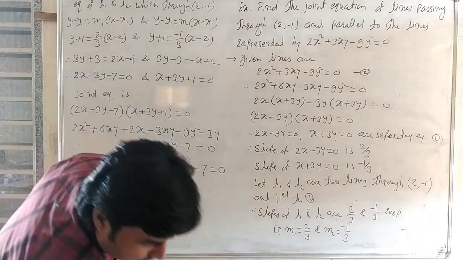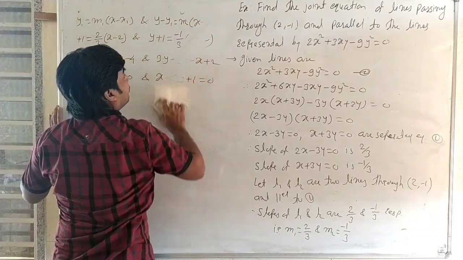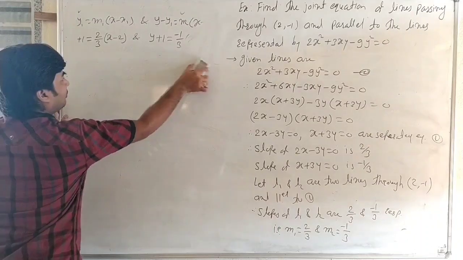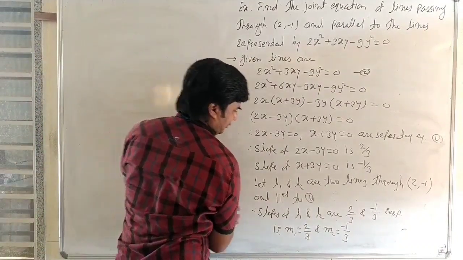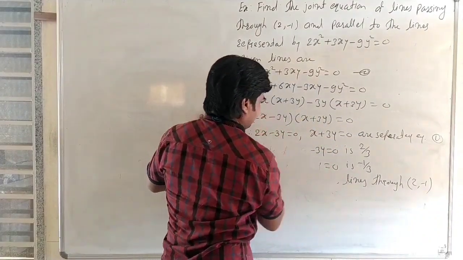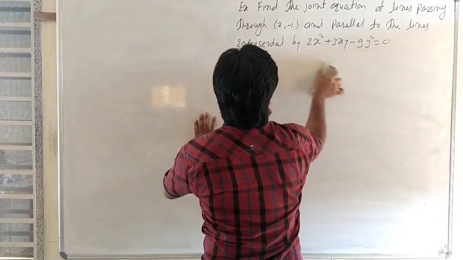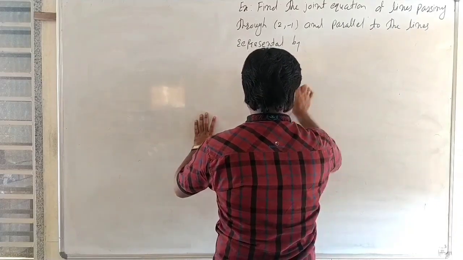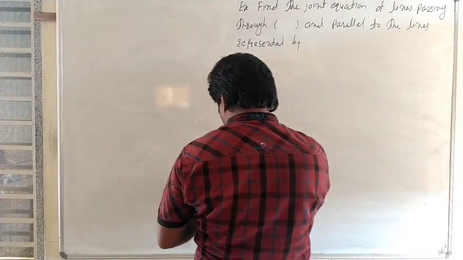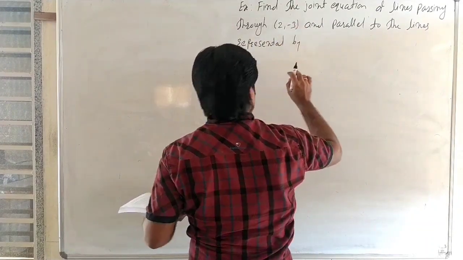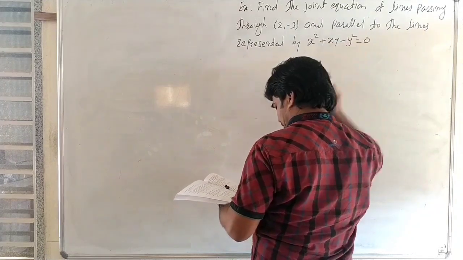Okay. Now, we see the next example. Find the joint equation of lines passing through the point (2, -3) and parallel to the lines represented by x square plus xy minus y square is equal to 0.